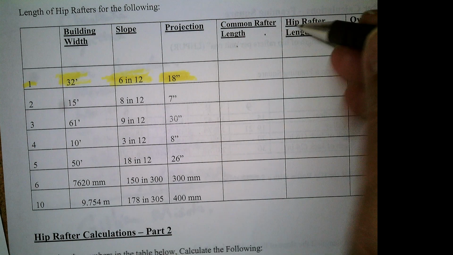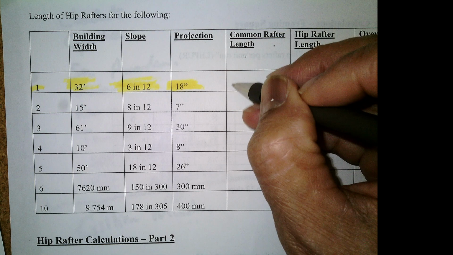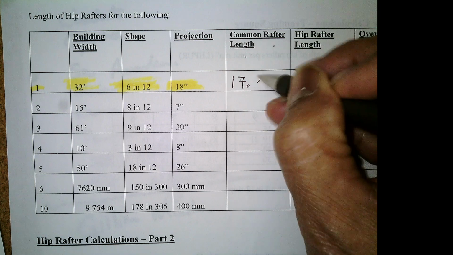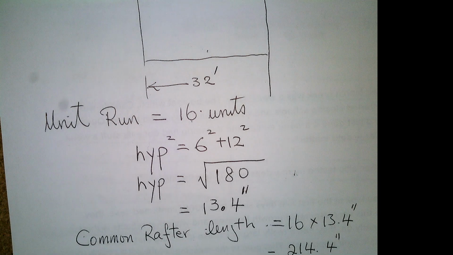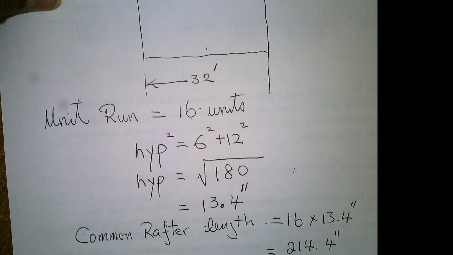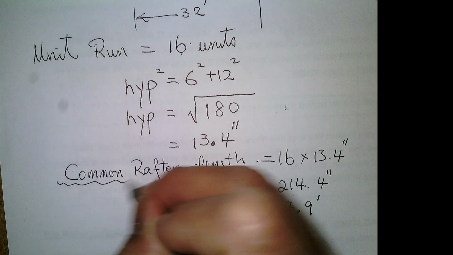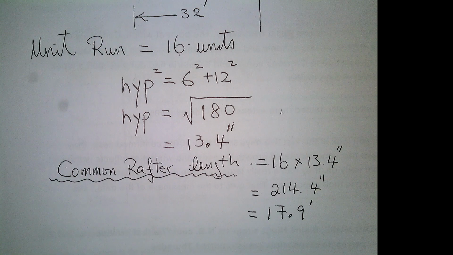So now you just transfer the reading here, 17.9 feet, for the common rafter length. Now the next one.